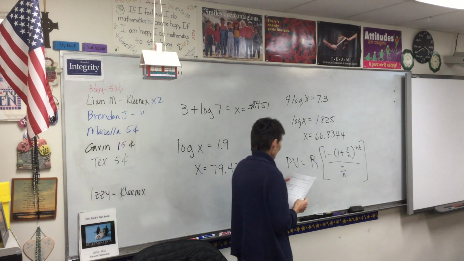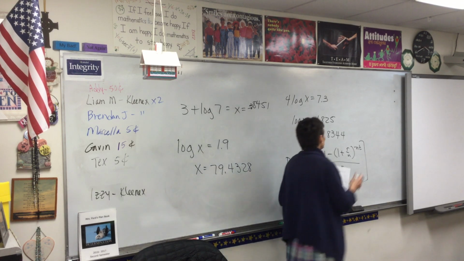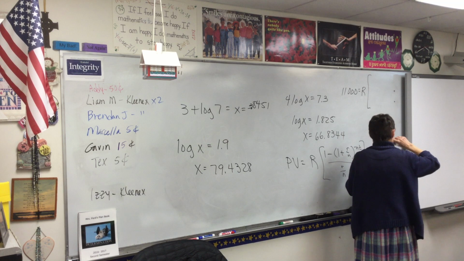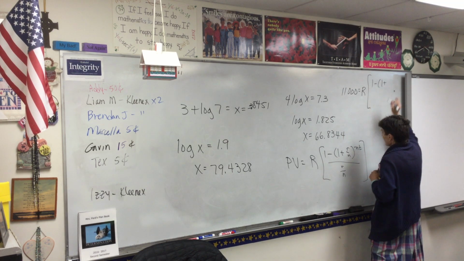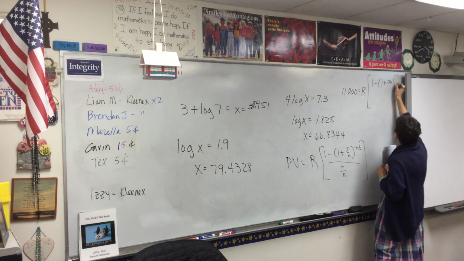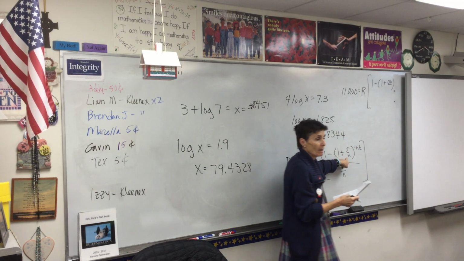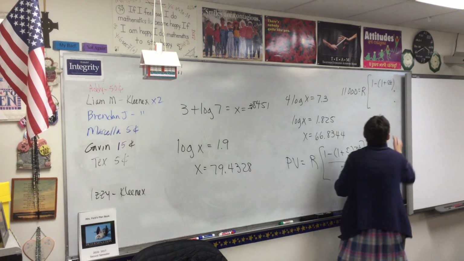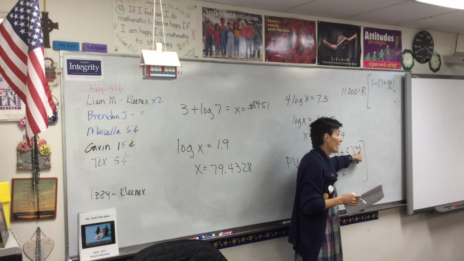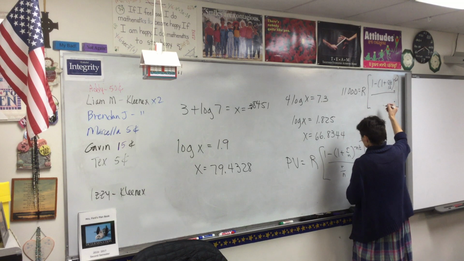So here we go. I'm going to borrow $11,000. So where does that go? That is PV. So $11,000. Aren't I looking for my payment again? So 1 minus. What's my little r? 0.06. And I'm going to divide it by what? What's my n in this problem? 12. How do I know? Monthly payment. My exponent, negative 12 times t. Negative 60, some of you maybe can't see that squeezed in over there.